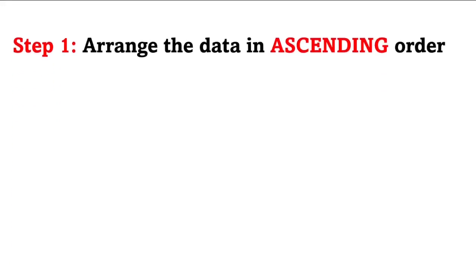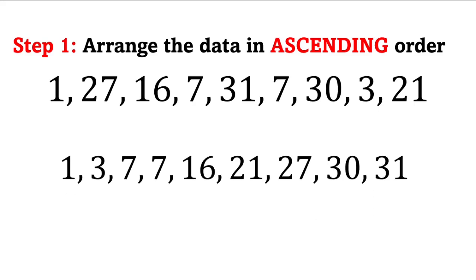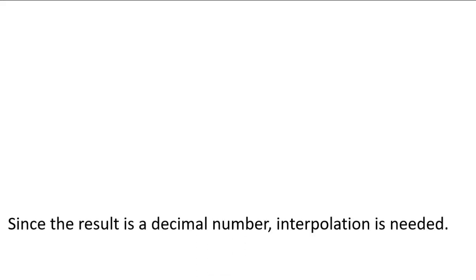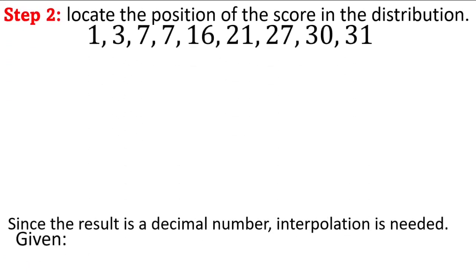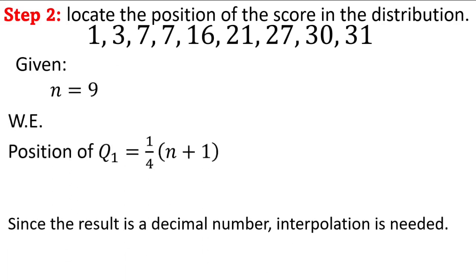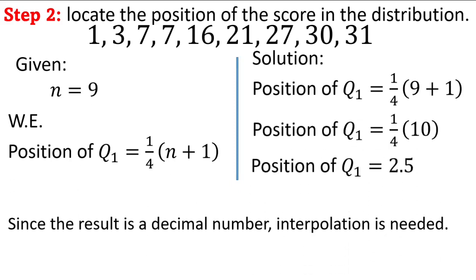First things first, arrange the given data in ascending order. We will now be using 1, 3, 7, 7, 16, 21, 27, 30, and 31, in which n is also 9. Next, locate the position first using quartile 1. Substitute n, that is 9. 9 plus 1 is 10. 10 divided by 4 is 2.5.